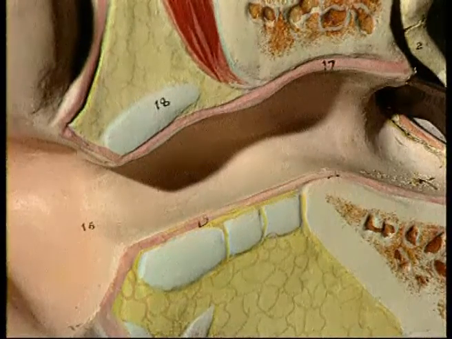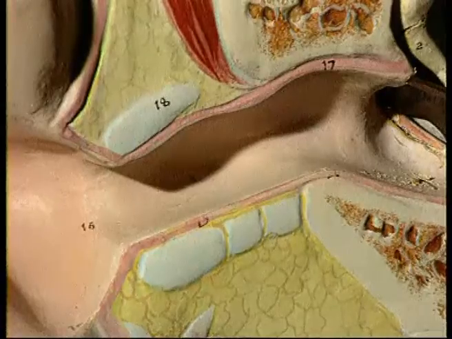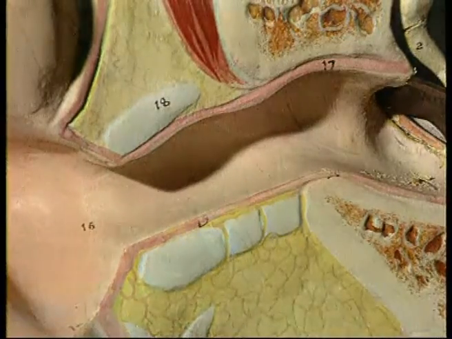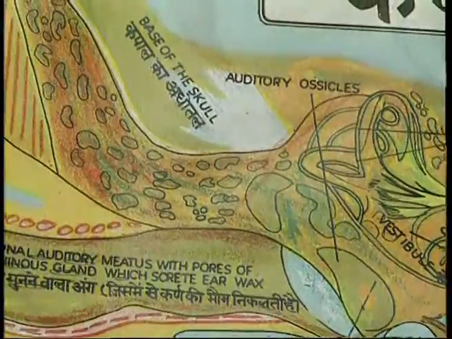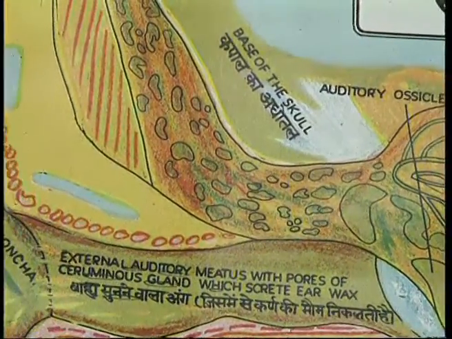At the end of this canal, an oblique tympanum or eardrum is found, normally called kaan ka parda. This is the tympanum, tympanic membrane or eardrum. This tympanum or eardrum transmits the sound vibration towards the middle ear side of the ear.